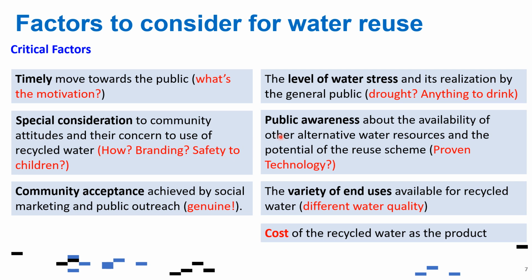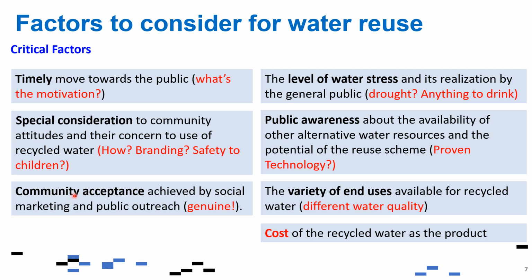There's also the need for public awareness of the availability of other alternative water sources and the potential of the reuse scheme. We need to show them that the technology is working. It's a proven technology, and water quality wise it is good, so we have to find a strategy to make them aware of these things, and also make them aware of the situation of Australia, that we are a dry nation and we need to make sure that we are secured in our water.